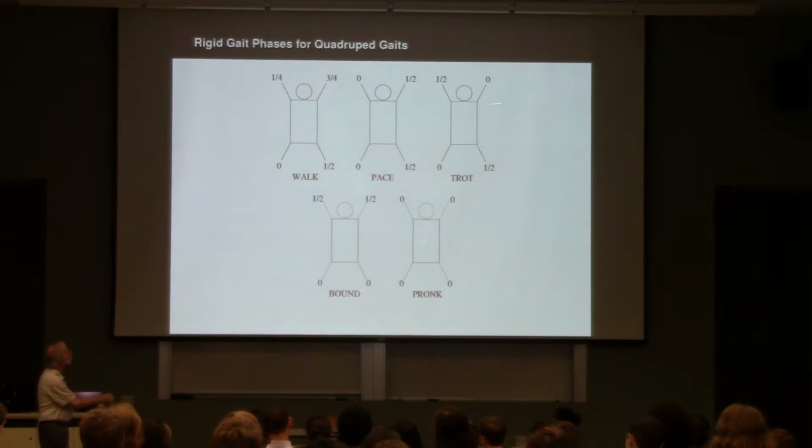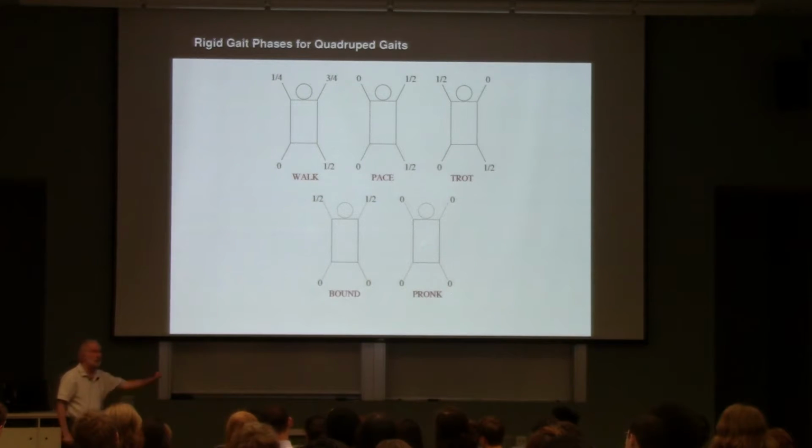Let's look at the trot, which is a kind of fun gait. Squirrels, small dogs will tend to trot. Left rear, if I may, and right front move synchronously. Left front and right rear move synchronously, and the two diagonals are a half a period out of phase. Got it?